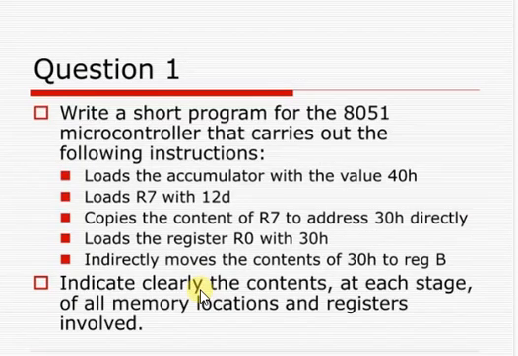For example, write a short program for the 8051 microcontroller that carries out the following instructions. Question 1: load the accumulator with the value 40H, load R7 with 12D, where D represents decimal, copy the contents of R7 to the address 30H directly, load R0 with 30H, and indirectly move the contents of 30H to register B. Indicate clearly the contents of each stage of all memory locations and registers involved.